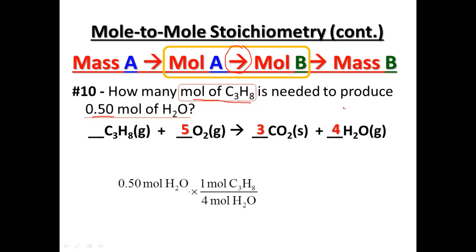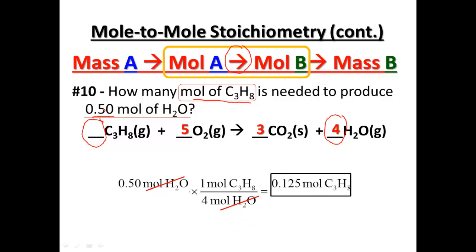Our 4 to 1 ratio. Remember, no number written in front, we know it's automatically a 1 there. So our moles of water cancel moles of water, leaving us with moles of C3H8. And then one change to make, sig figs. So instead of 0.125, we would round to 0.13 moles of C3H8, since we started with 2 sig figs at the beginning there.